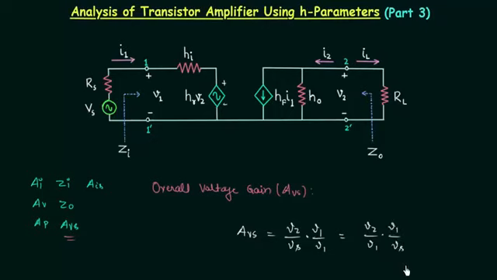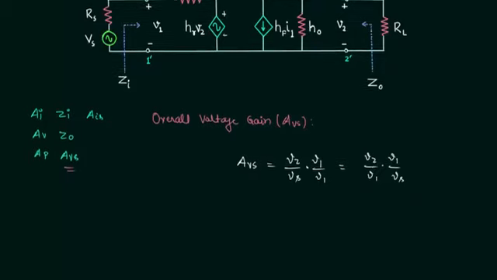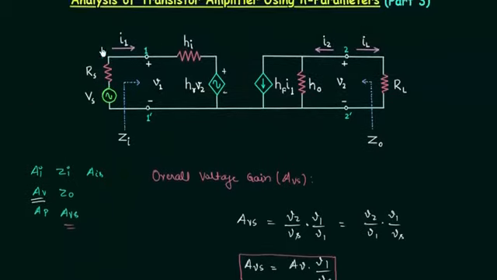by Vs. V2 by V1 is equal to the voltage gain. The voltage gain is equal to V2 by V1. So the overall voltage gain is equal to voltage gain multiplied with V1 divided by Vs. You can definitely remember this form of the overall voltage gain. In the next step, we will find out V1 by Vs, and for this we need to refer this circuit.